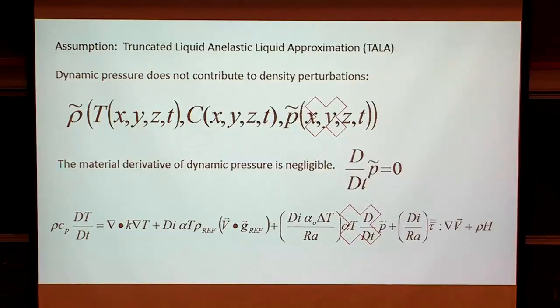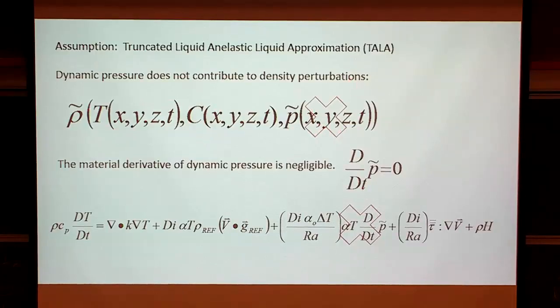This is a more subtle approximation here, but typically a density perturbation can be the result of temperature, composition, and also the dynamic pressure. So if I have a material here and its density is different from the reference density, well, dynamic pressure coming in or pushing on it can actually compress it a little bit and change its density. So the truncated anelastic liquid approximation is just saying, you know what, this is not really a big player. These are the main players. Temperature and composition are the main things that control the density.